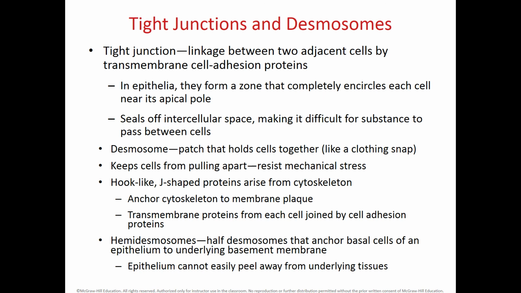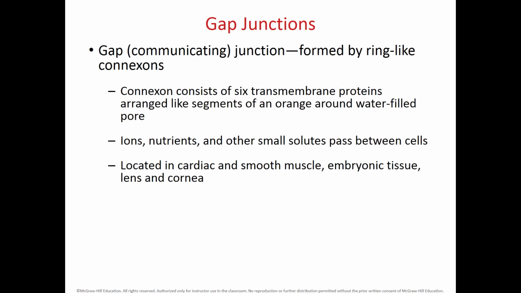Now, they look like a J shape because they have proteins that arise from the cytoskeleton, and the cytoskeleton will anchor these cells to the membrane plaque that is found outside of the cells, and then the transmembrane proteins from each cell will join by cell adhesion molecules. Another type of junction is hemidesmosomes, which are desmosomes that anchor the cells at the basal side to the basement membrane. Because of this, the epithelium cannot easily peel away from the underlying tissues.